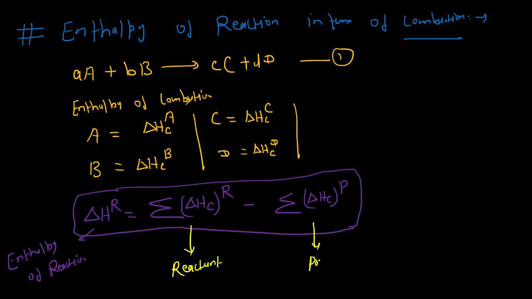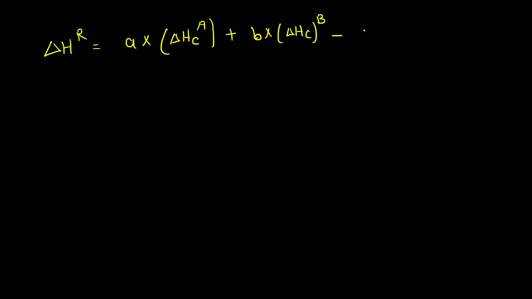reactant minus product, right? So in the same way, can I write delta H of reaction equals a multiplied with delta H of combustion of A plus b multiplied with delta H of combustion of B minus c multiplied with delta H of combustion of C minus d multiplied with delta H of combustion of D, right?